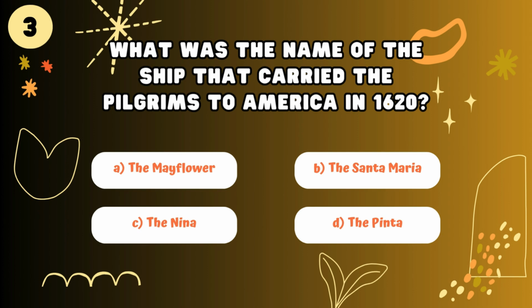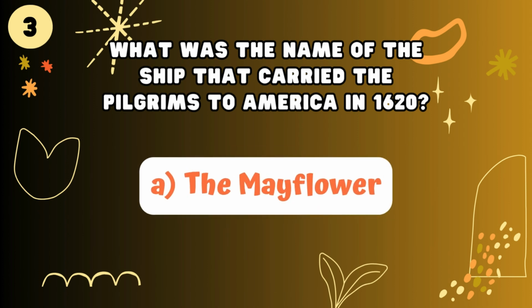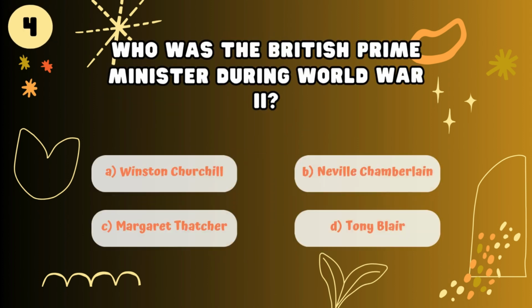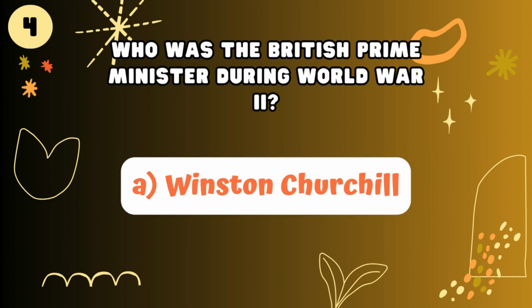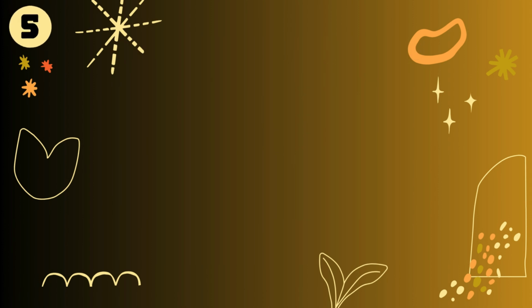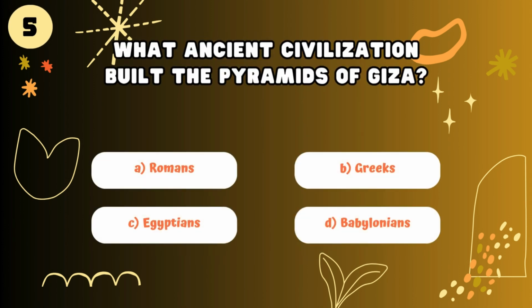The Mayflower, the Santa Maria, the Nina, the Pinta. Answer: the Mayflower. Who was the British Prime Minister during World War II? Winston Churchill, Neville Chamberlain, Margaret Thatcher, Tony Blair. Answer: Winston Churchill. What ancient civilization built the pyramids of Giza?